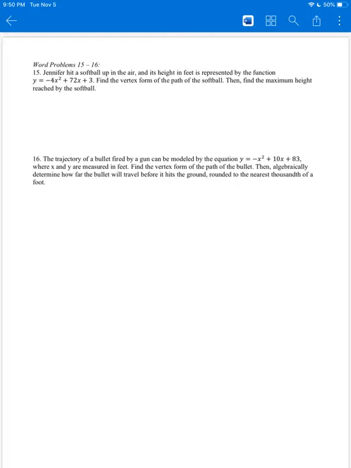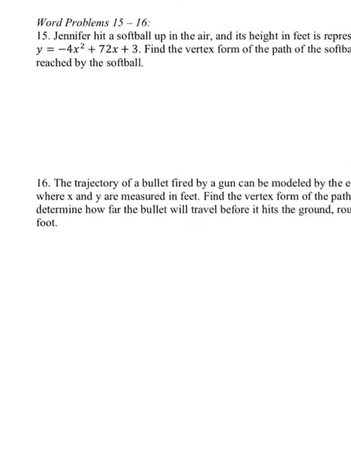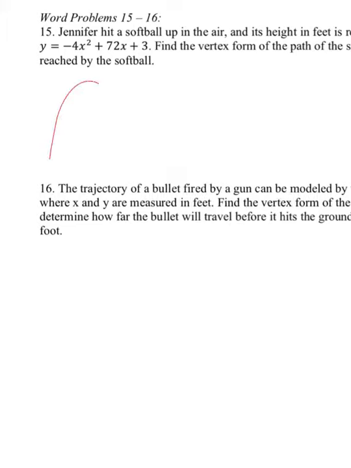And then my last two questions are my word problems. So number 15, Jennifer hit a softball up in the air. Its height in feet is represented by that function. Find the vertex form of the path of the softball, then find the maximum height reached. So first of all, this is my softball, right? It goes up and then it comes down. So this is why we have a negative parabola, a negative quadratic. So first question is to find the vertex form.